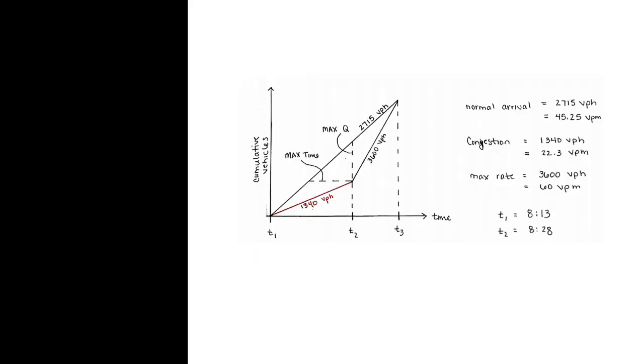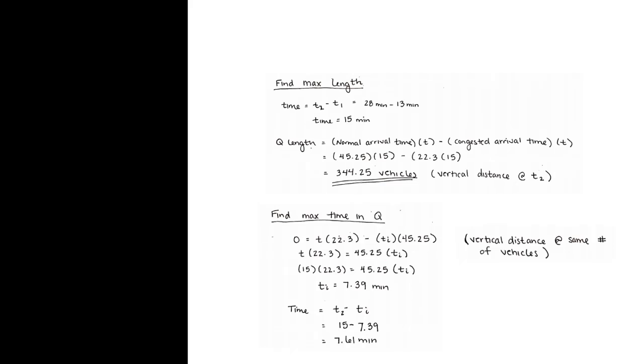Y-axis, cumulative vehicles. X-axis, time. Normal arrival is 45.25 vehicles per minute. Congestion is 22.3 vehicles per minute. The max rate is 60 vehicles per minute. T1 is 8:13. T2 is 8:28. Max queue length: time equals T2 minus T1, which is 15 minutes. The queue length equals 344.25 vehicles. That's the vertical distance at T2.